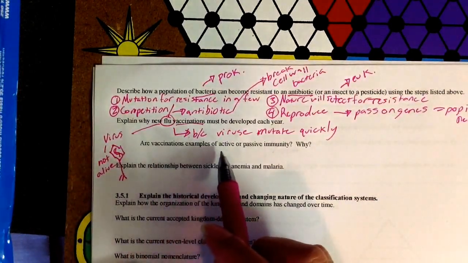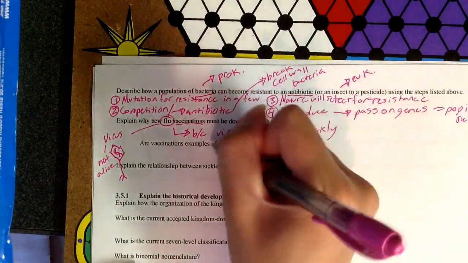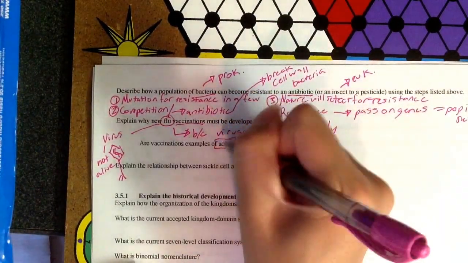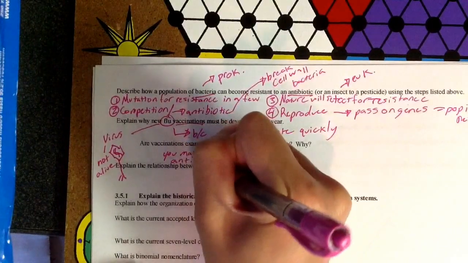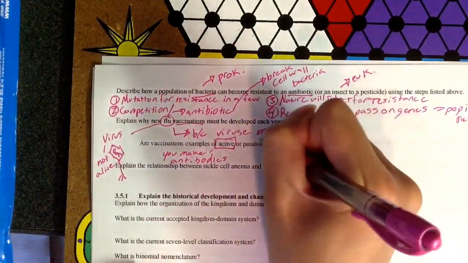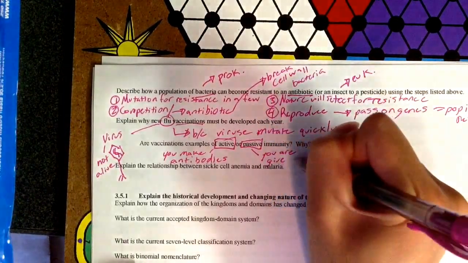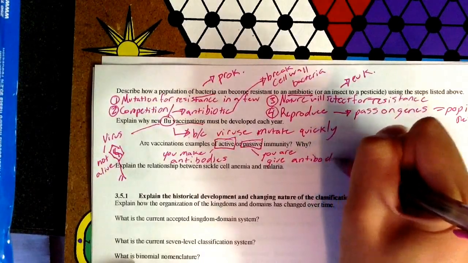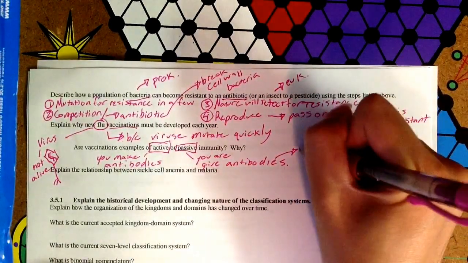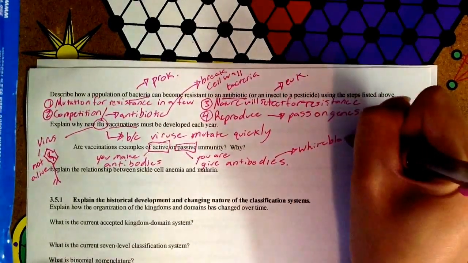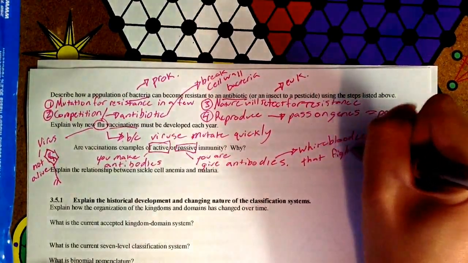Are vaccinations examples of active or passive immunity? Well, let's remind ourselves of the two. In active immunity, you make antibodies. In passive immunity, you are given antibodies. And just as a reminder, antibodies are white blood cells that fight disease.